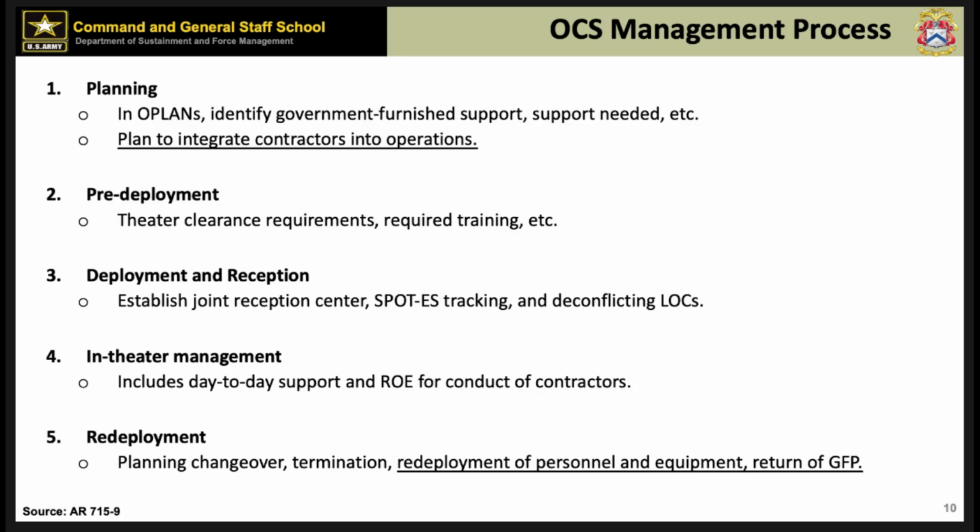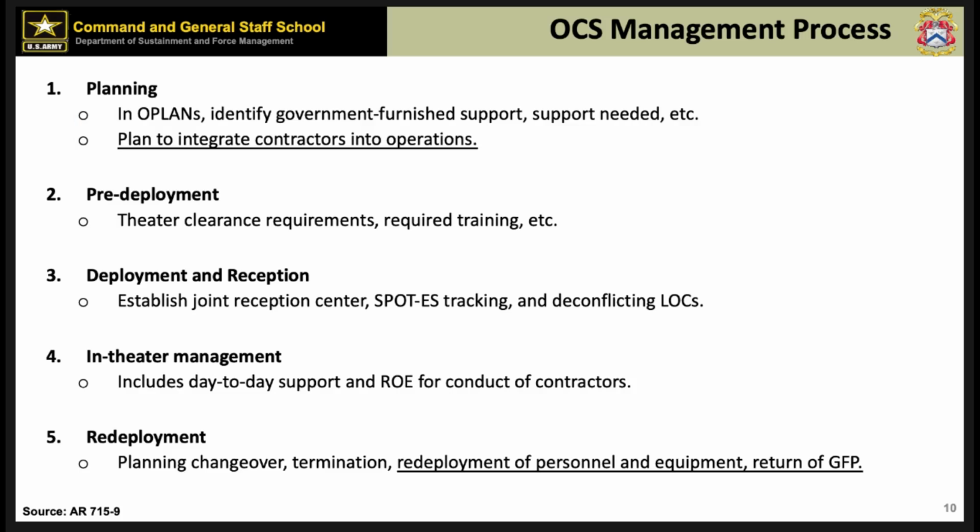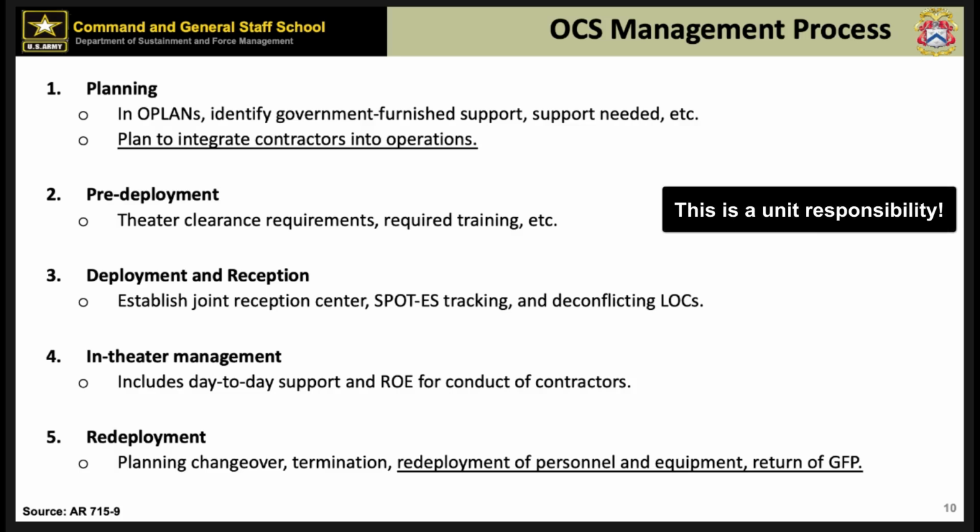This slide lists the OCS management process that is broken down into 5 different phases that must be planned for to support operations. In your readings, it was noted that planning is the most critical phase in this process and that operational planners must consider how to best integrate contractors into operations. Additionally, in your readings, it was discussed that OCS planning and integration is an operational function, not a contracting function.